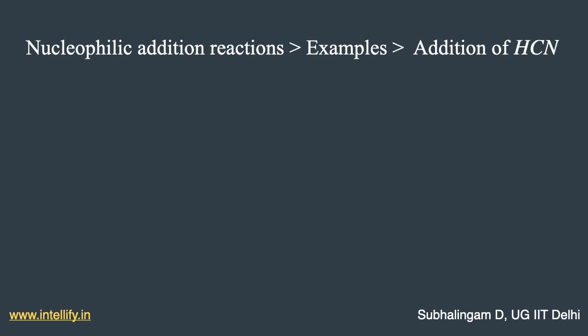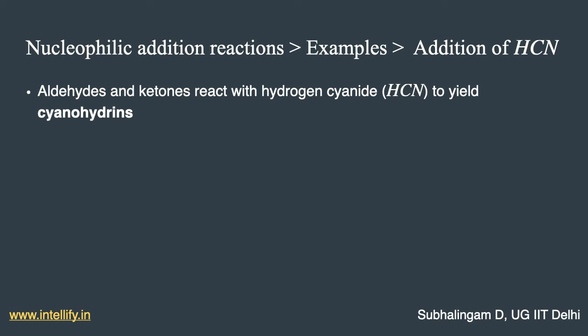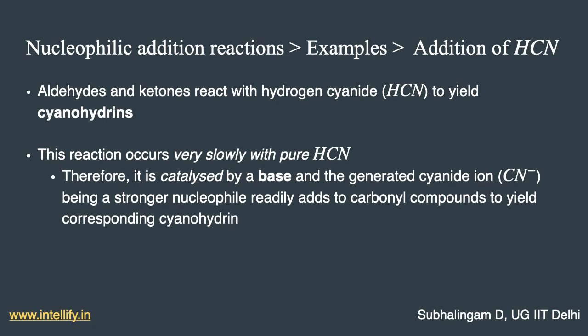Now let's look at some examples of nucleophilic addition reactions of carbonyl compounds, starting with addition of hydrogen cyanide. Aldehydes and ketones react with HCN to yield cyanohydrins. The name of the product is cyanohydrin. This reaction occurs very slowly with pure HCN. Therefore, it is catalyzed by a base and the generated cyanide ion, that is CN-, being a stronger nucleophile, readily adds to the carbonyl compounds to yield the corresponding cyanohydrin.